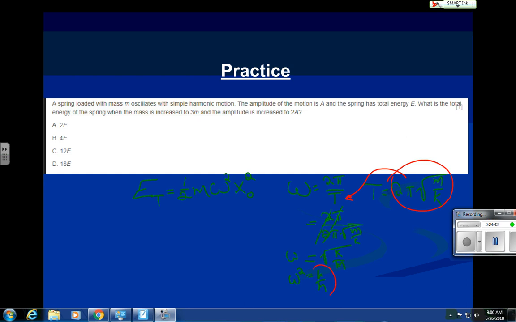Now I will take this, throw that up there for omega squared, and I'll end up getting that. Total energy is 1/2 m times k over m times x naught squared. The m's cancel out and become irrelevant. So the only thing that affects it in this scenario is the amplitude. The amplitude was doubled, but I square that for an answer of 4. 4 times the energy. B is the correct answer.